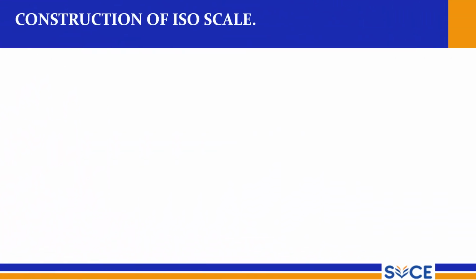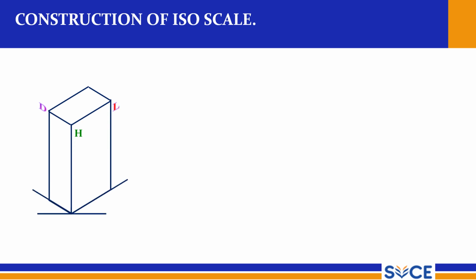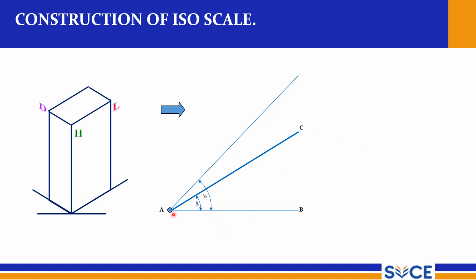Construction of the isoscale: this is how you should construct the isoscale. This scale is especially used when you get a question to draw an isometric projection. Otherwise, there is no need to use this scale. This is line AB, and this is the 30 degree line. Draw a line at 30 degrees, which you can name as line AC, and another line you draw at 45 degrees. This is the true length line, and this is the iso length line.